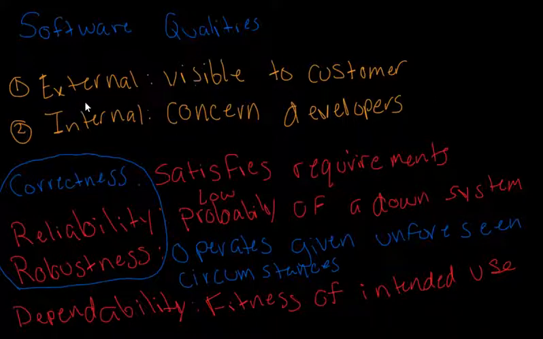Now, we're going to go back to the earlier ones, and we're going to switch our color to this bright green, and we're going to label all these different qualities as external or internal. So correctness satisfies requirements. You can consider this both external and perhaps internal, because it does concern developers. It's also visible to the customers, but I'm going to say this is more internal than external. Reliability, this again concerns customers because of the low probability of a down system.